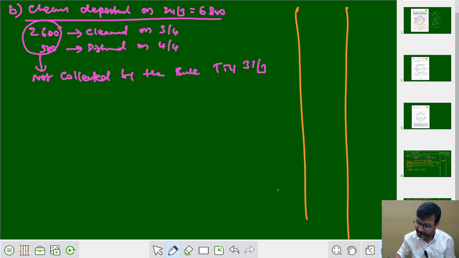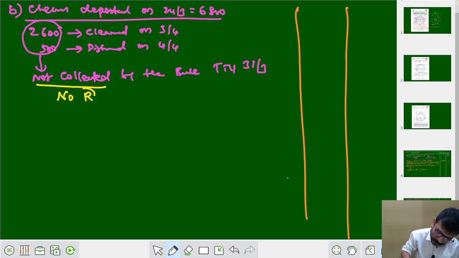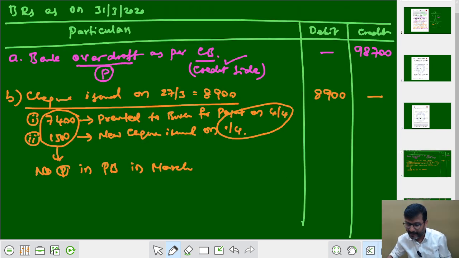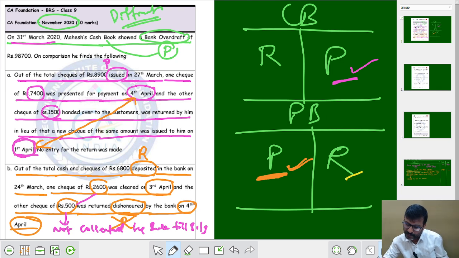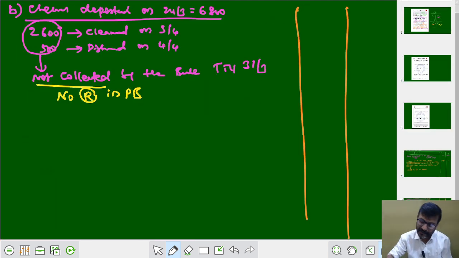See, my dear kids, when it is not collected, no receipt in passbook. See here, no receipt in passbook. No receipt in passbook means we have to take it on the receipt side only. On the receipt side means on the credit side only. How much do we have to take on the credit side? The full amount of rupees, that is, I have to take only 3,100 rupees.